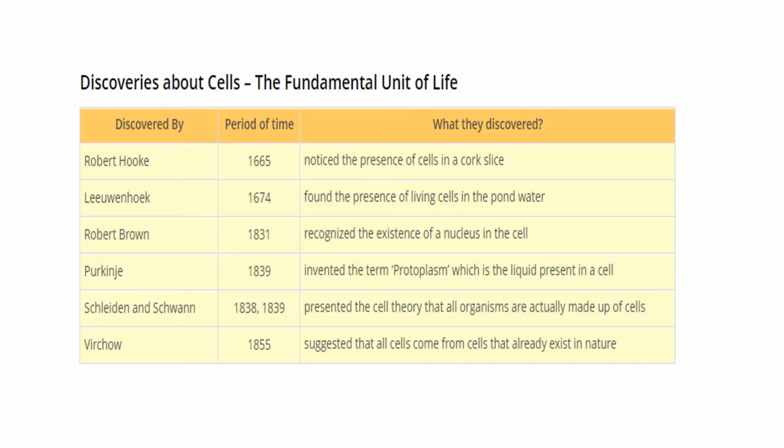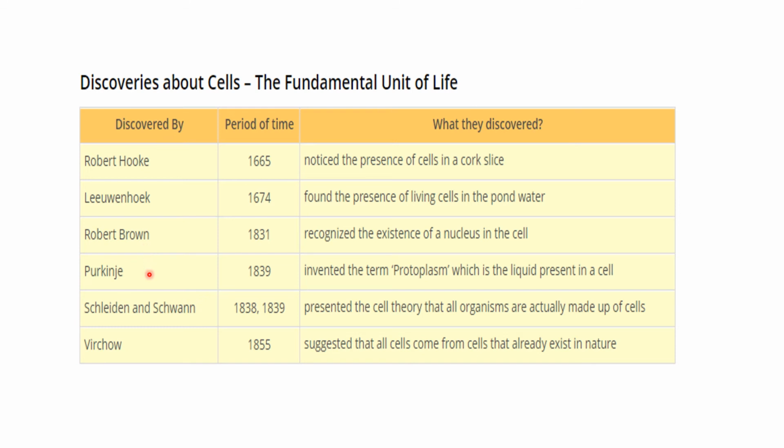Now see, these are some discoveries about the cell, and this is again important to learn. As you know, Robert Hooke discovered the cell. He noticed the presence of cells in the cork slice in 1665. Then Leeuwenhoek in 1674 found the presence of living cells in pond water. Robert Brown in 1831 recognized the existence of the nucleus in the cell. So who discovered the nucleus? Robert Brown.